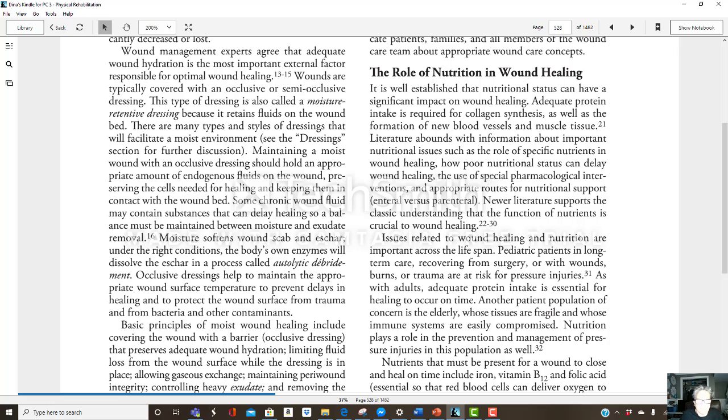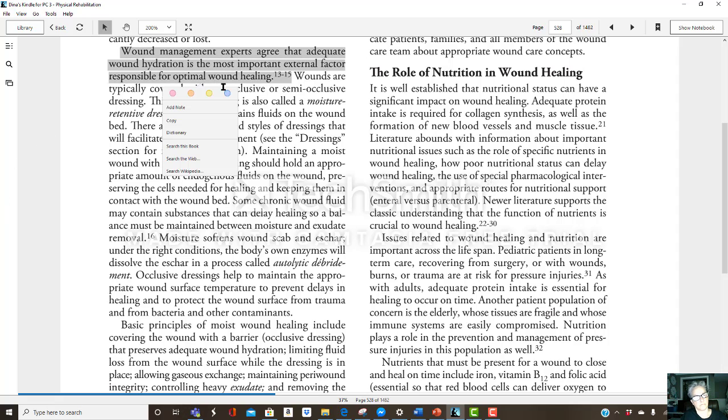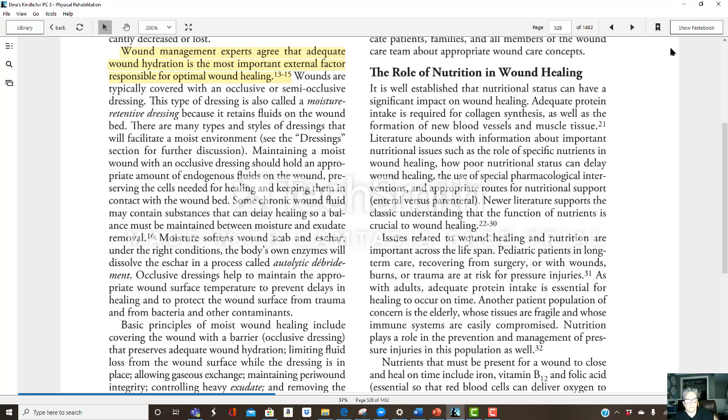Wounds are typically covered with an occlusive or semi-occlusive dressing. This type of dressing is also called a moisture-retentive dressing because it retains fluids on the wound bed. There are many types and styles of dressings that will facilitate a moist environment. See the dressing section for further discussion. Maintaining a moist wound with an occlusive dressing should hold an appropriate amount of endogenous fluids on the wound, preserving the cells needed for healing and keeping them in contact with the wound bed.